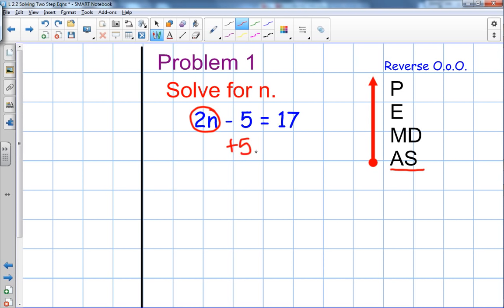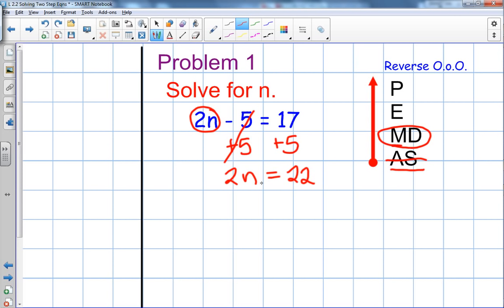And what I do to one side, I have to do to the other side. Minus 5 and plus 5 cancel each other out. I'm left with 2n, or 2 times n, equals 17 plus 5 is 22. So I've added or subtracted, and now I'm going to go up the order of operations and look at the next step, multiplication or division.